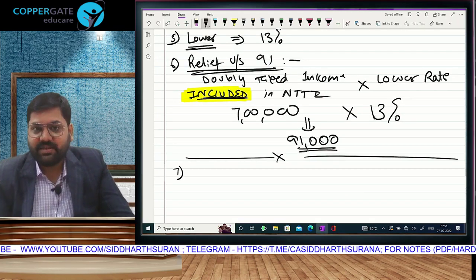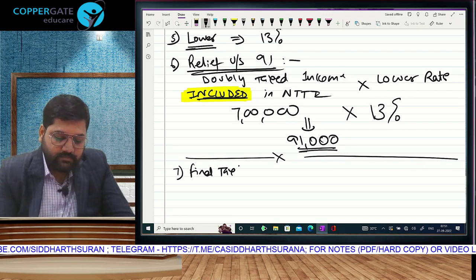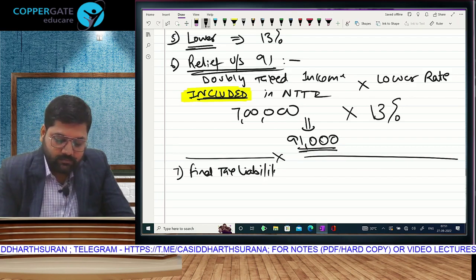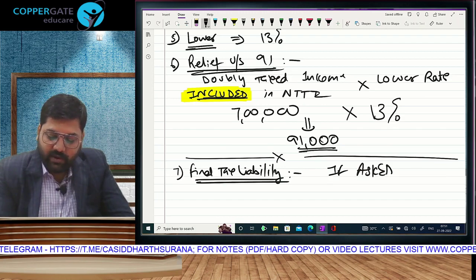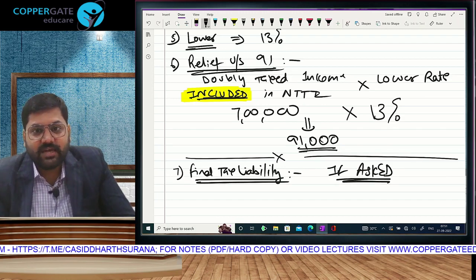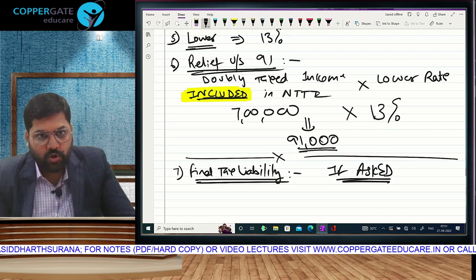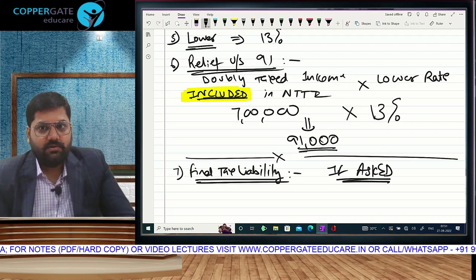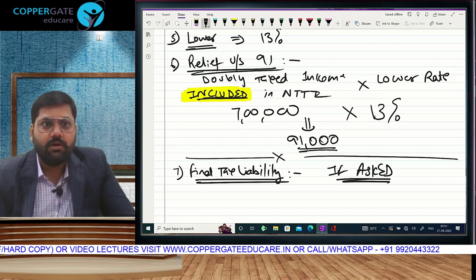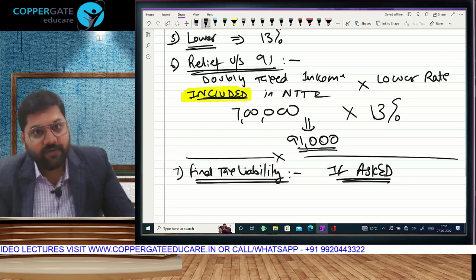But there is a step number 7. What is your final tax liability? This step you will do only and only and only if you are asked. If the question is asking you relief, you stop at step number 6. Don't be over smart. Don't show your knowledge. The person who is checking your paper does not have that much knowledge. Answer only as much as is asked. Do not show your extra knowledge. If they ask you relief, you stop at relief.